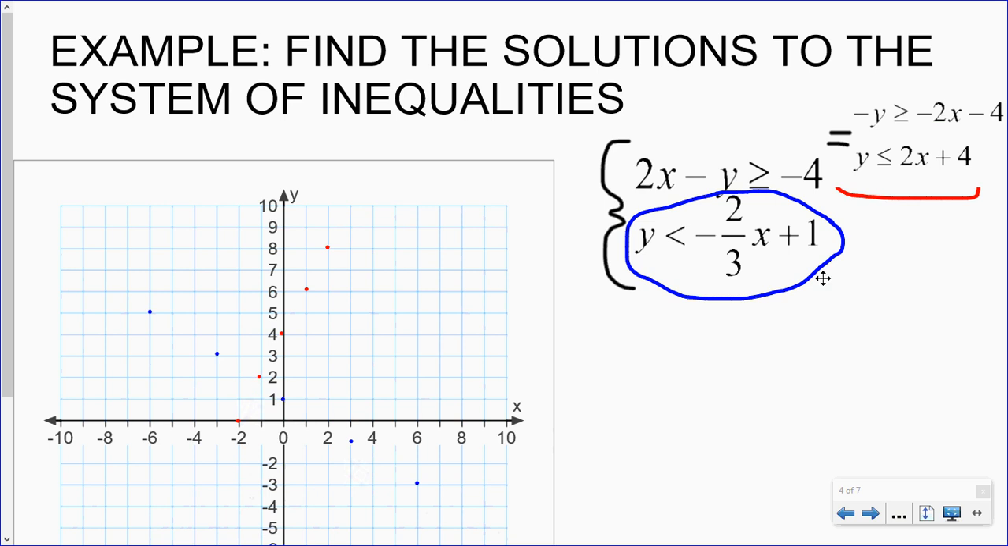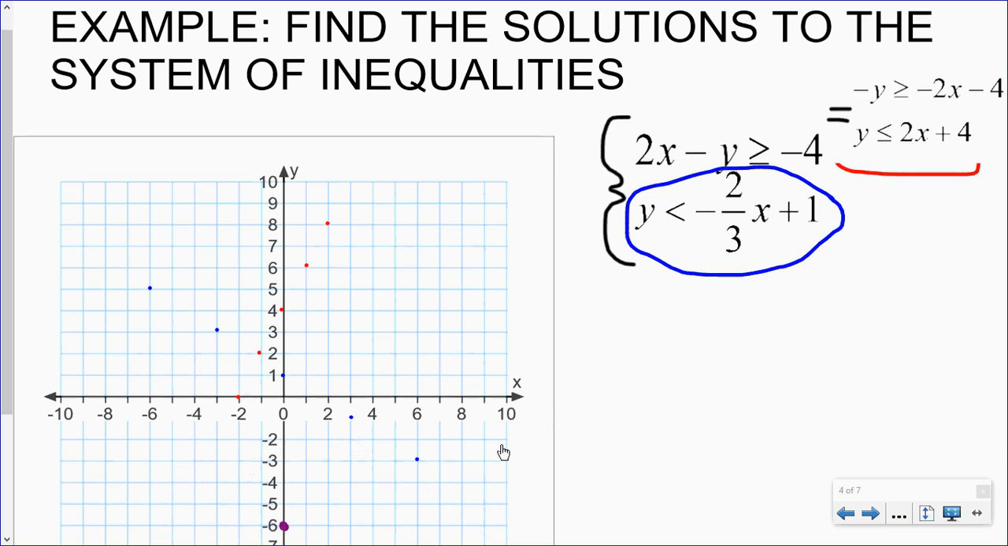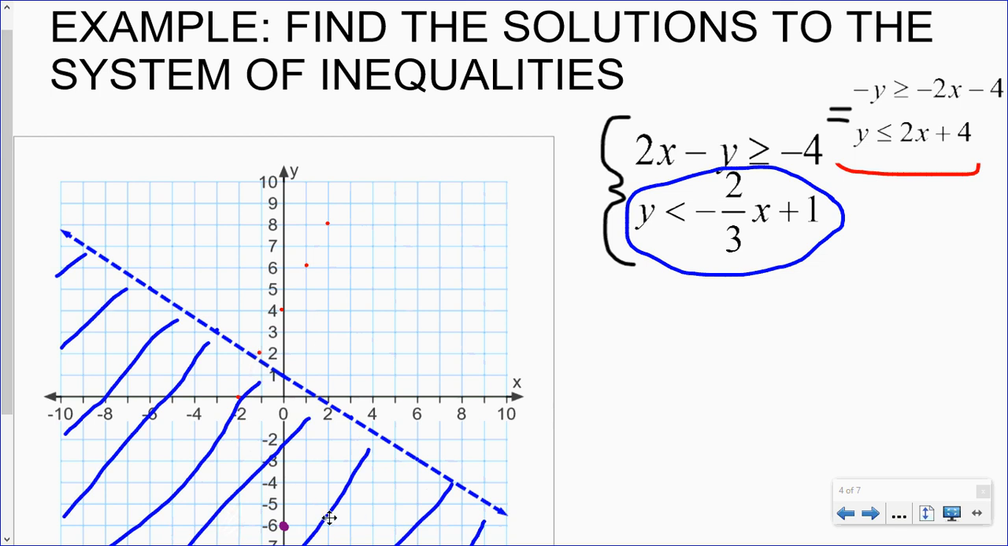I'll graph the blue one first. The y-intercept is 1, so I put a dot there. The slope is negative 2/3, so I go down 2 and over 3. That is my line. It is just less than, not equal to, so this is going to be a dotted line. And because it's less than, I shade below. Everything blue touches is a solution to that one inequality, except for the points on this line.